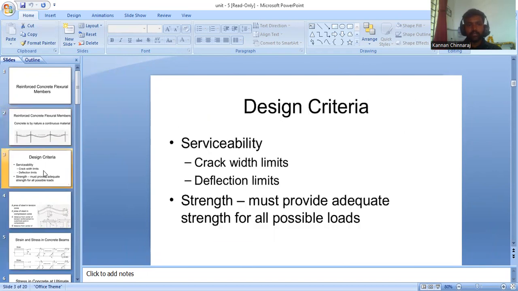So you have to know this, but you don't need to know very much about this one because you already learned it in design of reinforced concrete structures. So the design criteria for concrete flexural members is serviceability: crack width limits and deflection limits; and strength: must provide adequate strength for all possible loads also.